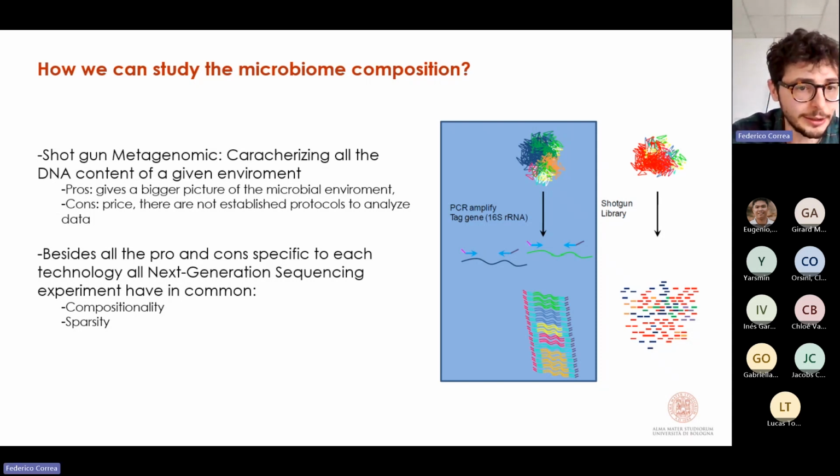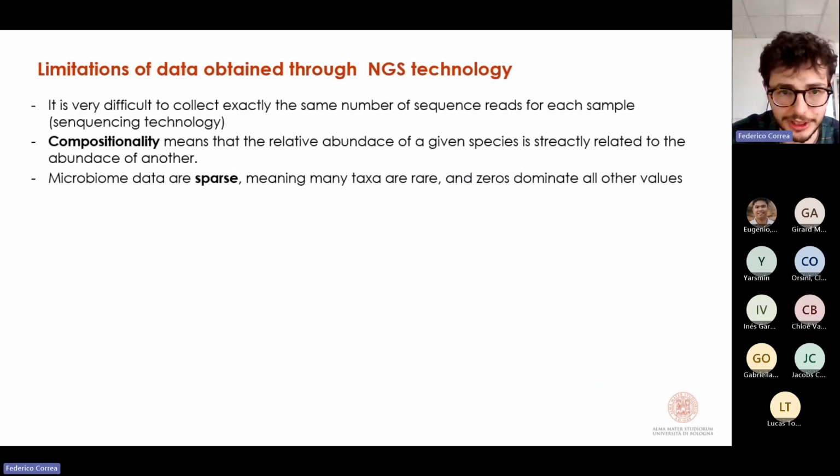Besides all the specific pros and cons of this technology, all the data that we collect from next generation sequencing experiments have some problems that we will see in the next slide. These problems are compositionality and sparsity. I will explain compositionality first. Compositionality means that the relative abundance of a bacterium that we find is strictly related to the abundance of another bacterium.